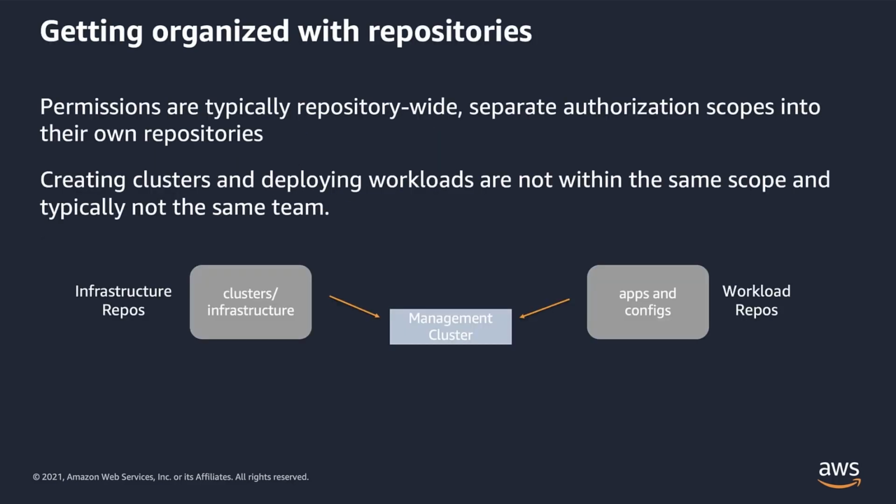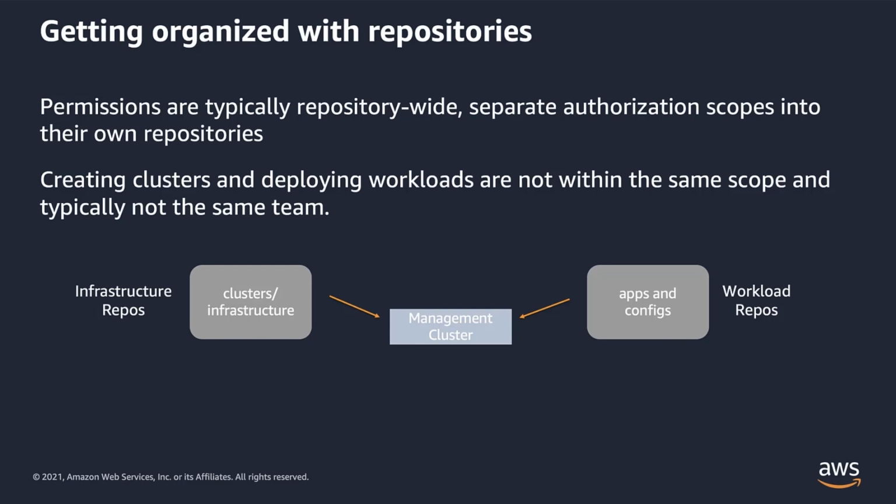I think the first thing to think about is getting organized with your repository. As you've seen in a couple of demos here, everything runs through Git, right? It's GitOps, which means your repositories are pretty critical. If most of your work is coming through repository workflows, typically your permissions are repository wide. So that gives us the first foothold. We can separate authorization scopes into their own repositories. Creating clusters and infrastructure and deploying workloads to them are not within the same scope usually, typically not even the same team. So that gives us a first starting point.